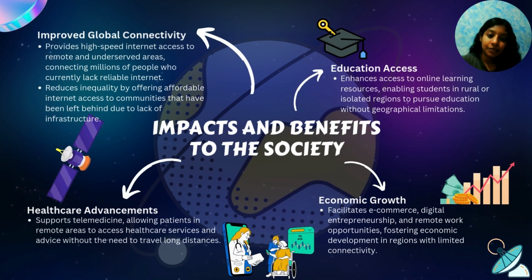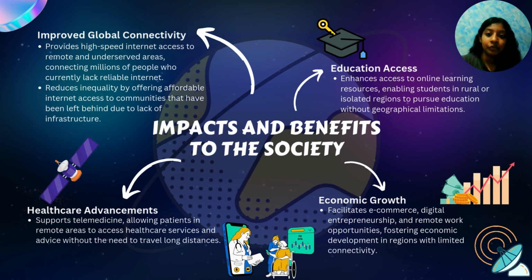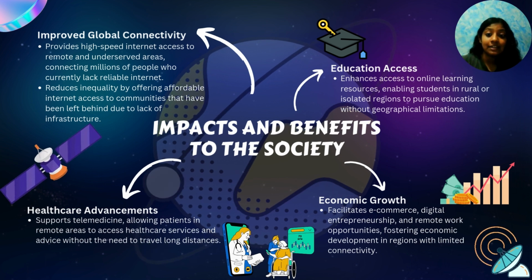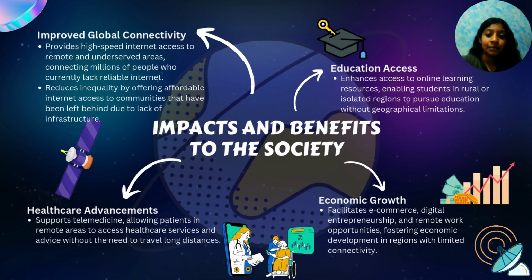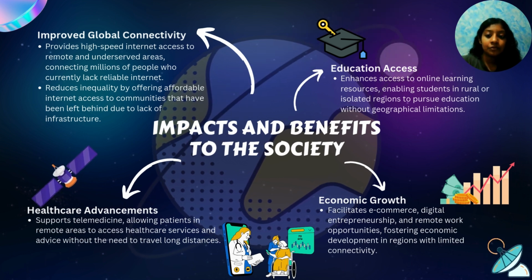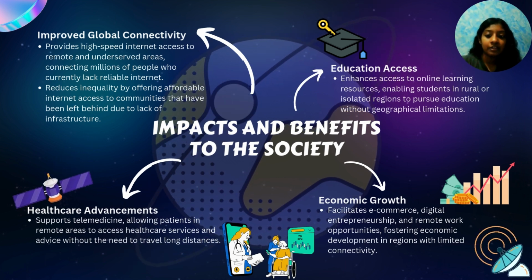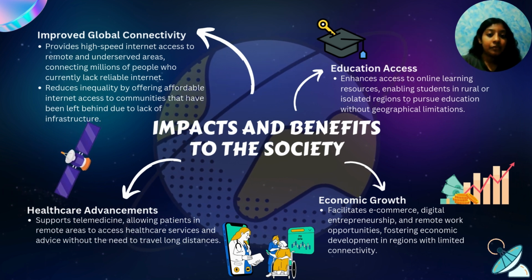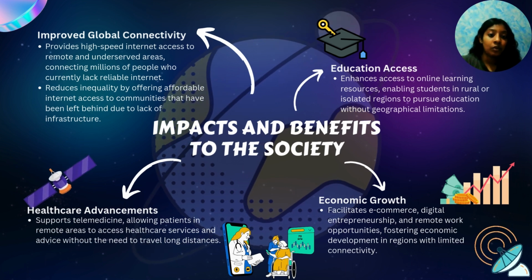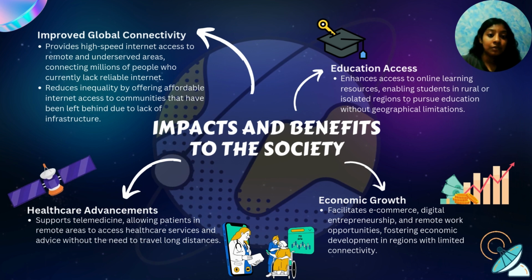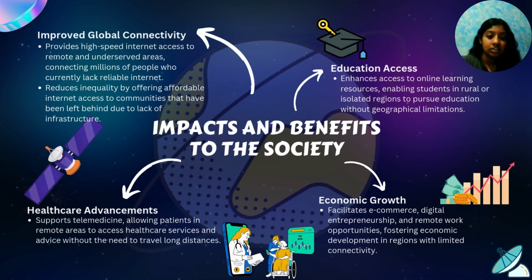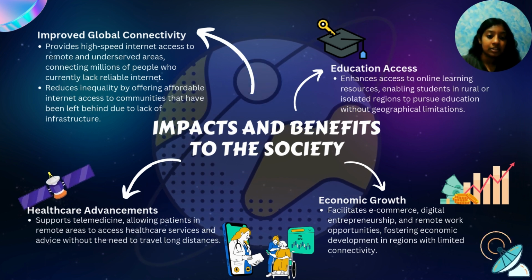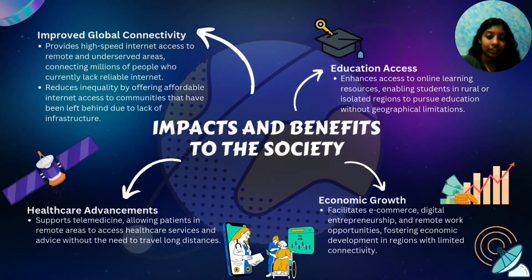The impacts and benefits of Project Kuiper to society are improved global connectivity, as it provides high-speed internet access to remote and underserved areas. It also reduces inequality by offering affordable internet access to communities. For healthcare advancement, it supports telemedicine, allowing patients in remote areas to access healthcare services so that they don't need to travel long distances. For education access, it enhances access to online learning resources, enabling students in isolated regions to pursue their education without any limitations. For economic growth, it facilitates e-commerce, digital entrepreneurship, and remote work opportunities, fostering economic development in regions with limited connectivity.